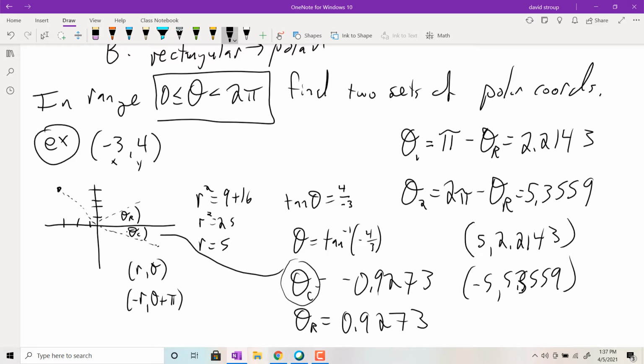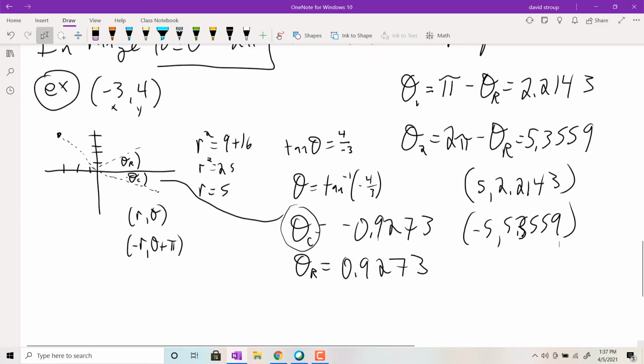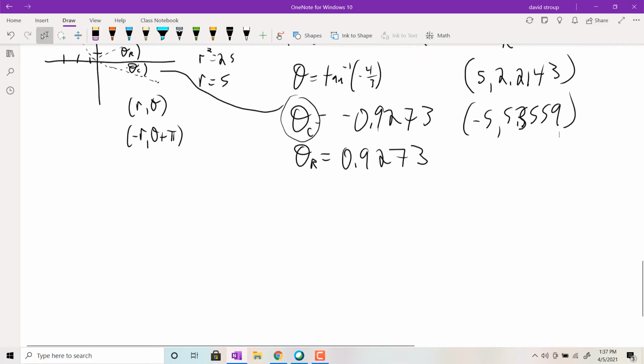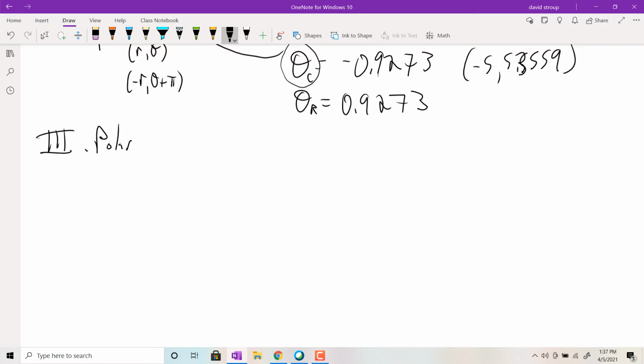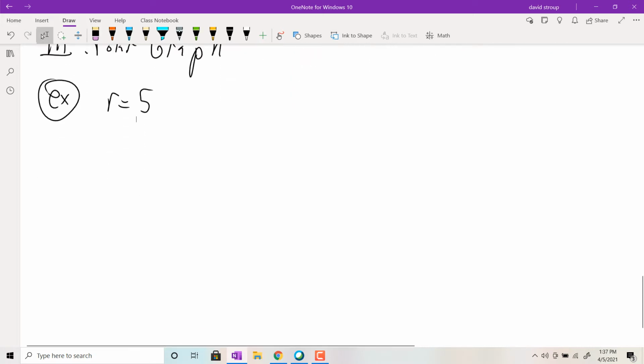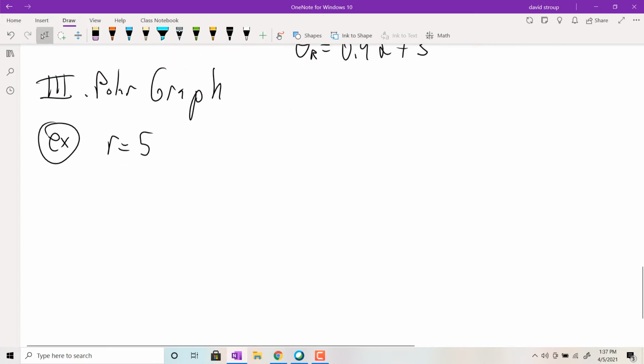Okay, so those are pretty annoying, but thankfully we aren't really called upon to do those very much. What we'll be more interested in will be the polar graphs. So let's start looking at the polar graphs. And the easiest polar graph is just the graph of a circle. So for example, if we have r equals 5, what this equation means is that r is 5 and theta is allowed to vary.